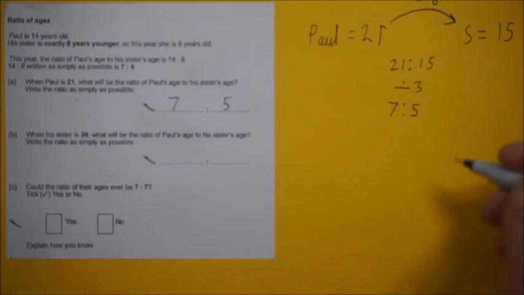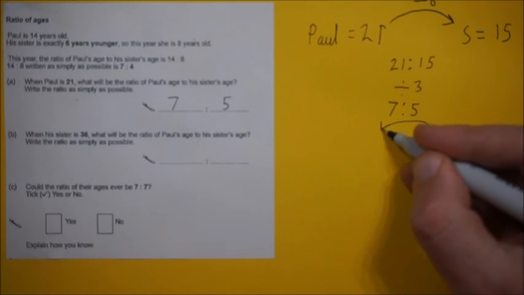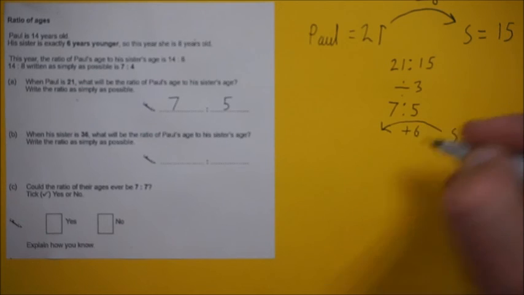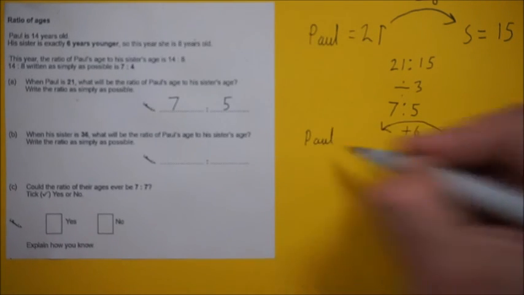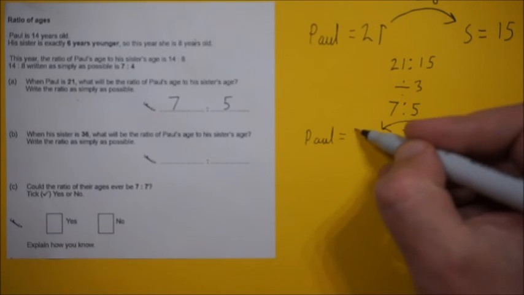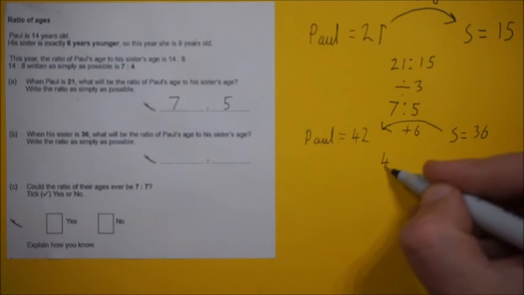In B, we're told that sister's age is 36. So we're going to go the other way this time. So instead of taking away 6, we're going to have to add 6 to find Paul's age. So if sister's 36, we're going to add 6 on. Paul must be 42.